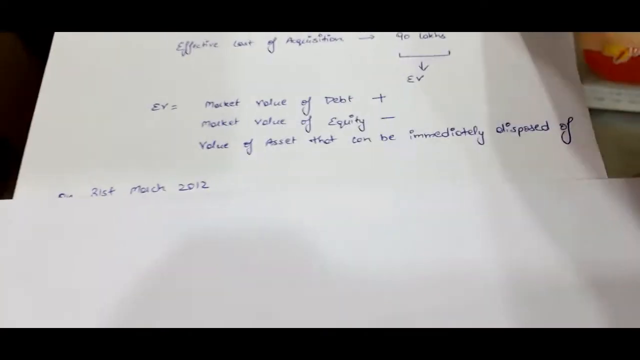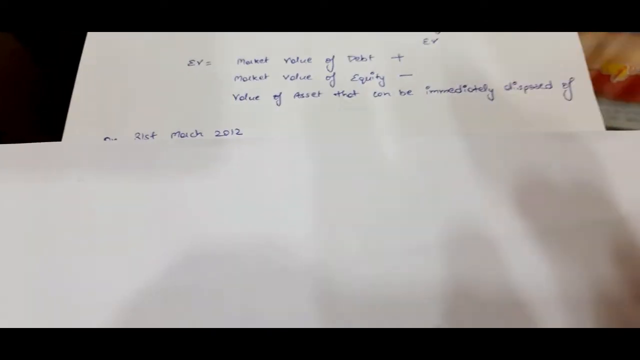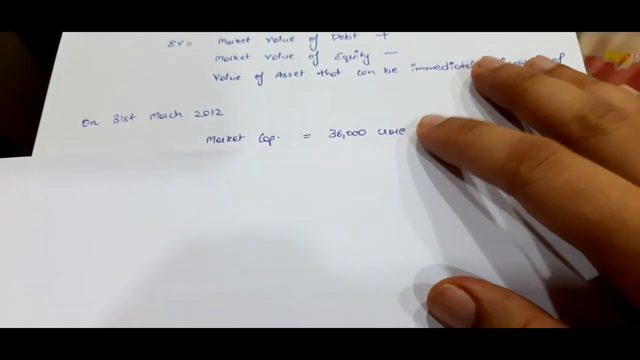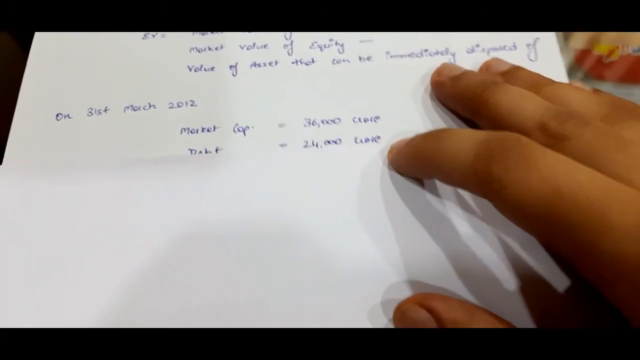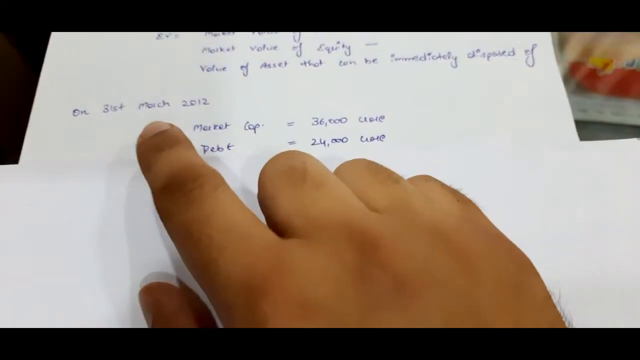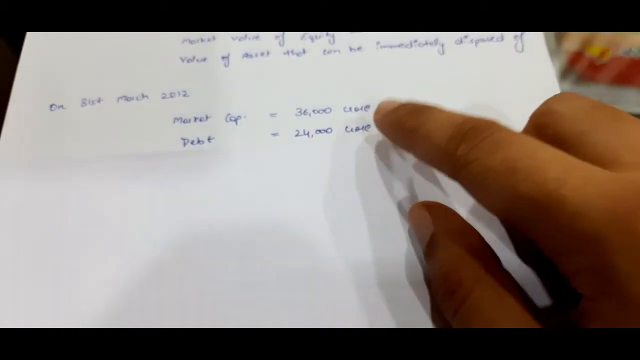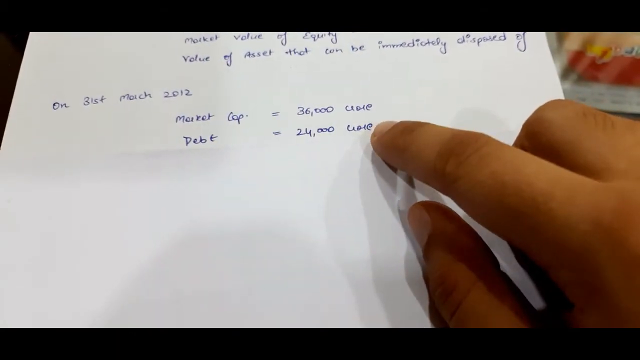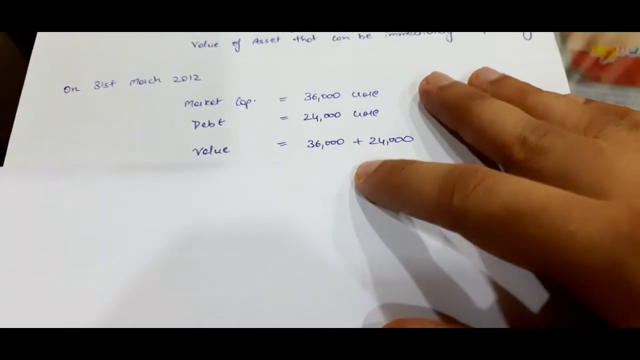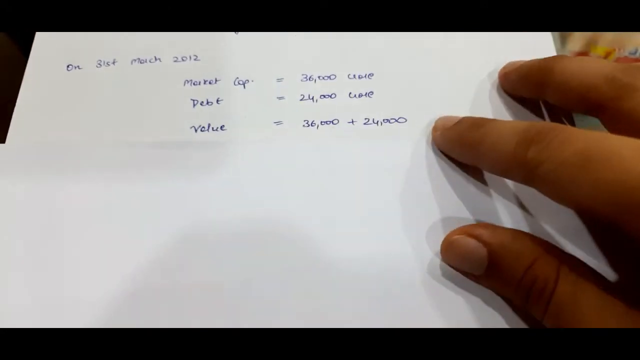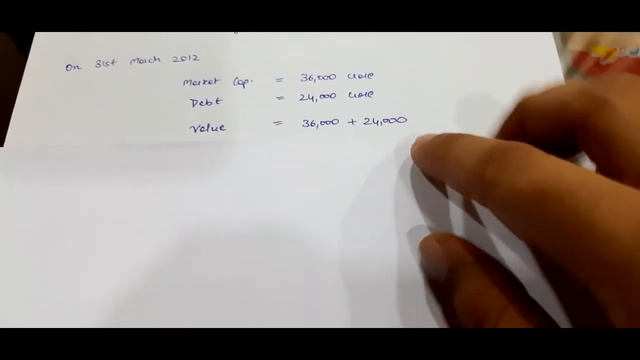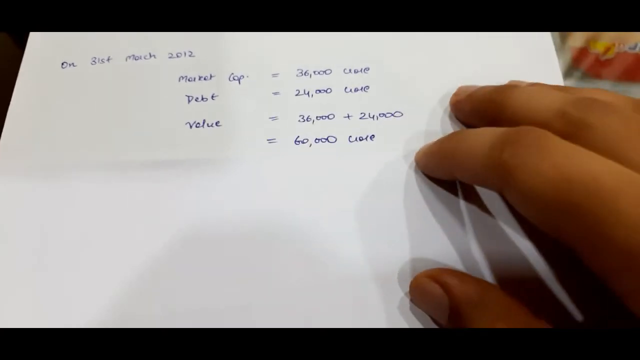Let's look at an actual company which is publicly traded, and let's look at the balance sheet numbers as on 31st March 2012. The company that I'm talking about in this case is Tata Steel. The market capitalization of Tata Steel as on 31st March 2012 was 36,000 crores, and its books had a debt of 24,000 crore. So, ignoring any other value, what is the enterprise value of the company? The enterprise value of Tata Steel on 31st March 2012 comes down to rupees 60,000 crores.